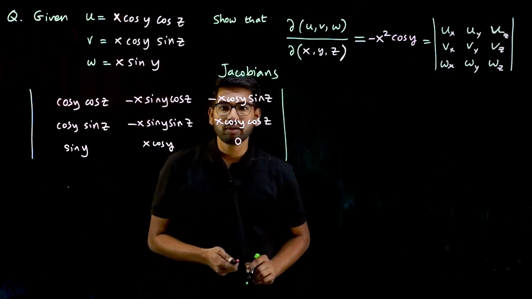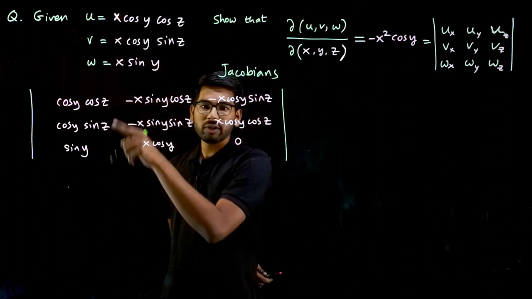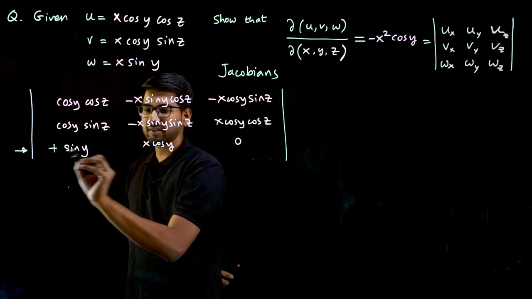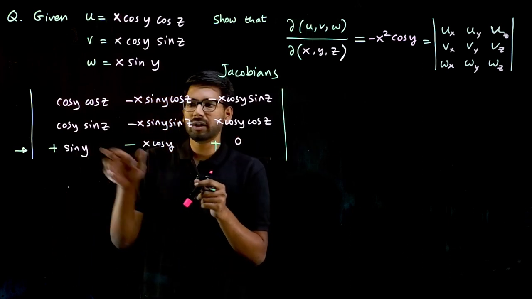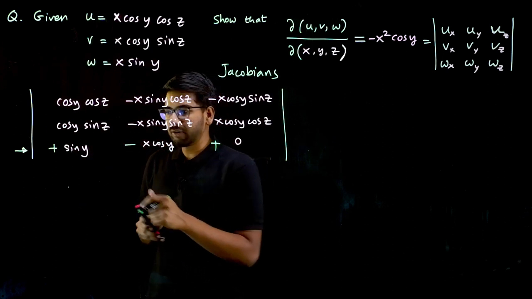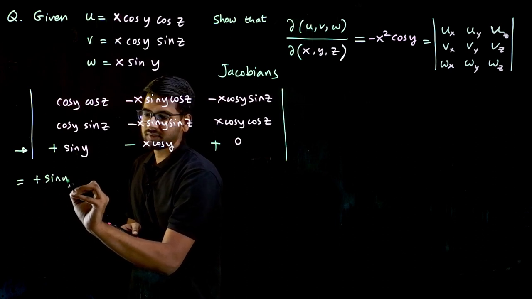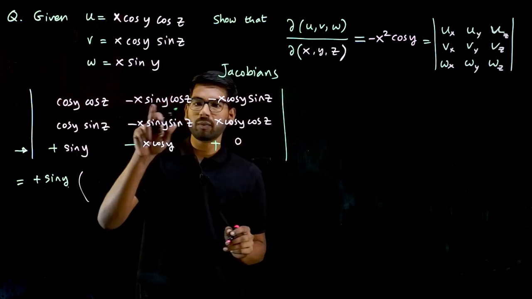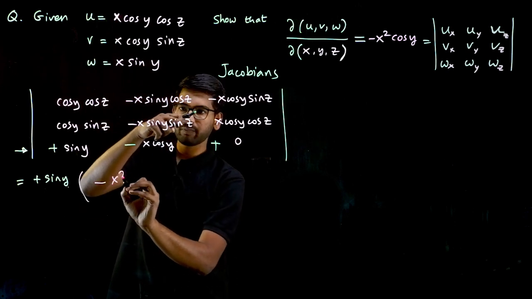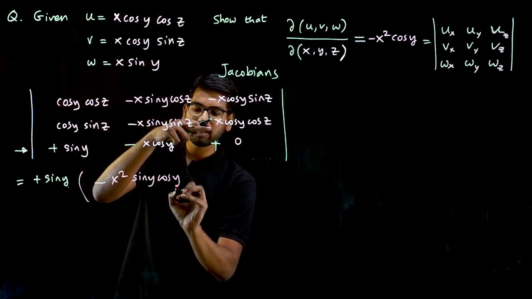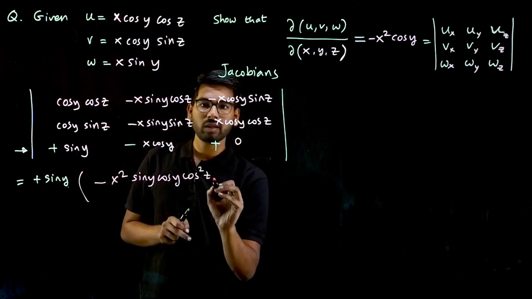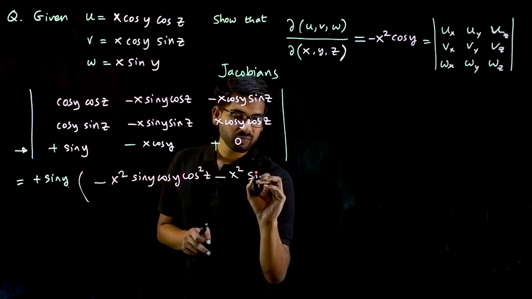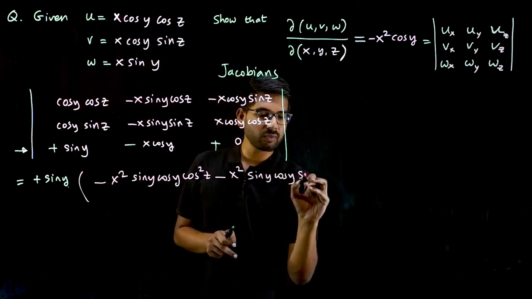Okay. Now let's evaluate this determinant. How do you evaluate a determinant? You evaluate a determinant using any of the rows or columns. I will use the third row because the third element is already 0. And after choosing a row, you have to write plus, minus, plus if it's a corner row. If it's a middle row or middle column, you write minus, plus, minus. And after writing this, the first term is plus sin y into a into d minus b into c. So this into this minus this into this. Okay, so if you multiply these two, minus x into x is x square, sin y cos y, cos z into cos z is cos square z, minus this into this, minus into minus is plus, x into x is x square, sin y cos y, sin z into sin z is sin square z.